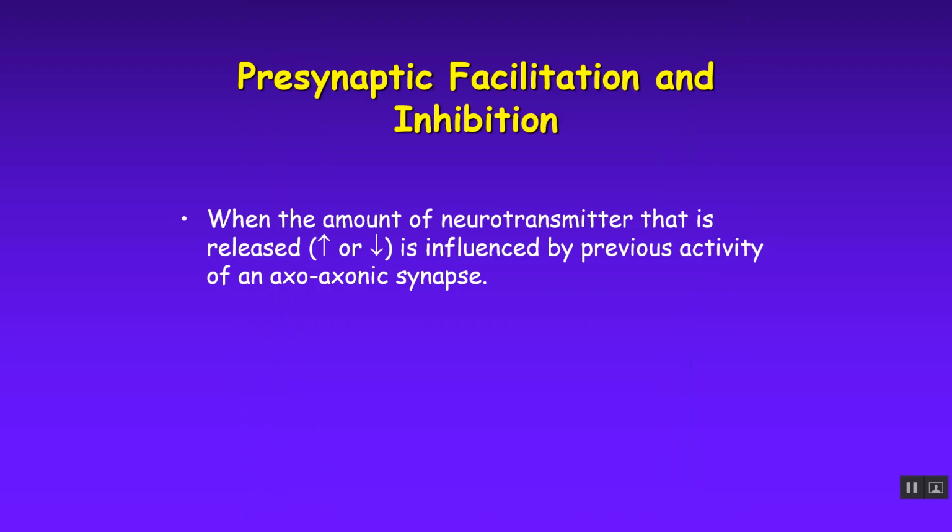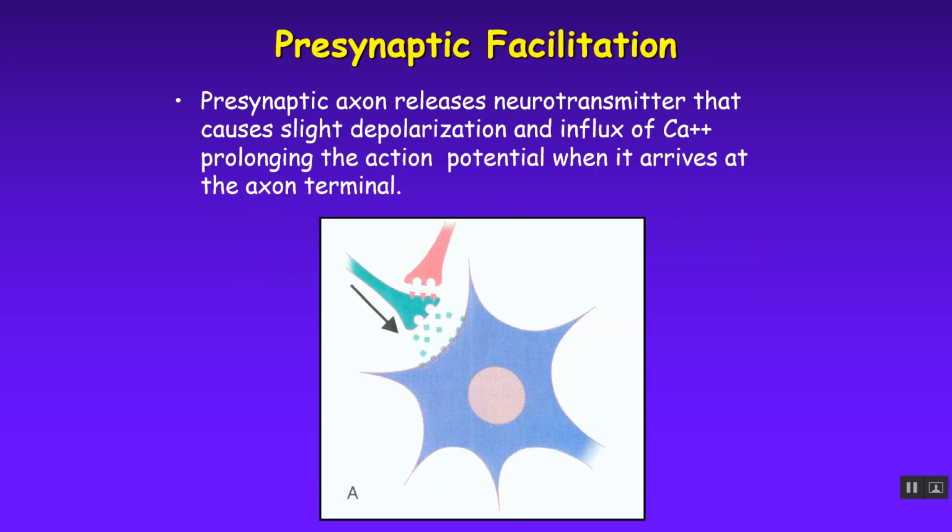Let's talk about the concepts of presynaptic facilitation and presynaptic inhibition. This is basically when the amount of neurotransmitter that is released by one presynaptic terminal is influenced by the previous activity of an axo-axonic synapse. Okay? So here's what we're talking about. So presynaptic facilitation, this is this axo-axonic synapse. It's influencing this presynaptic terminal presynaptically, before the synapse right here.